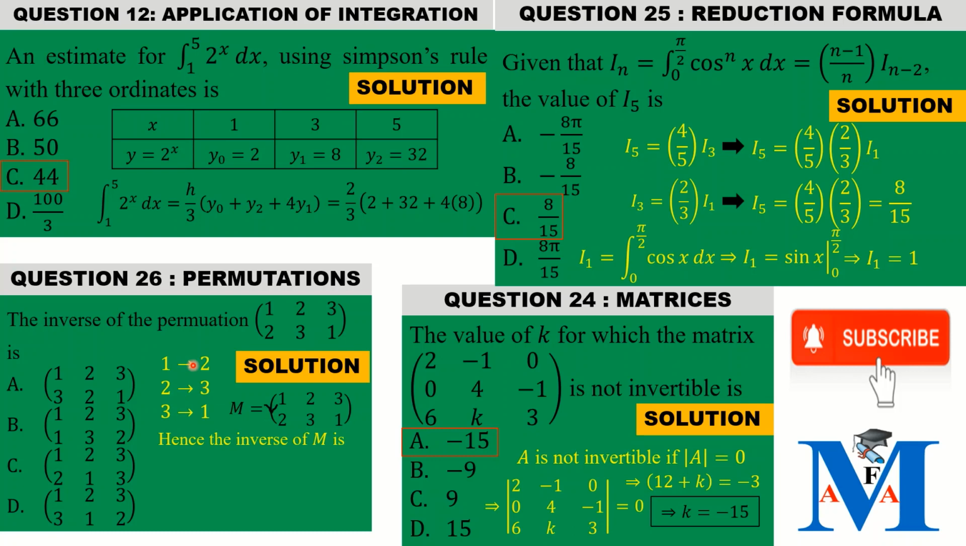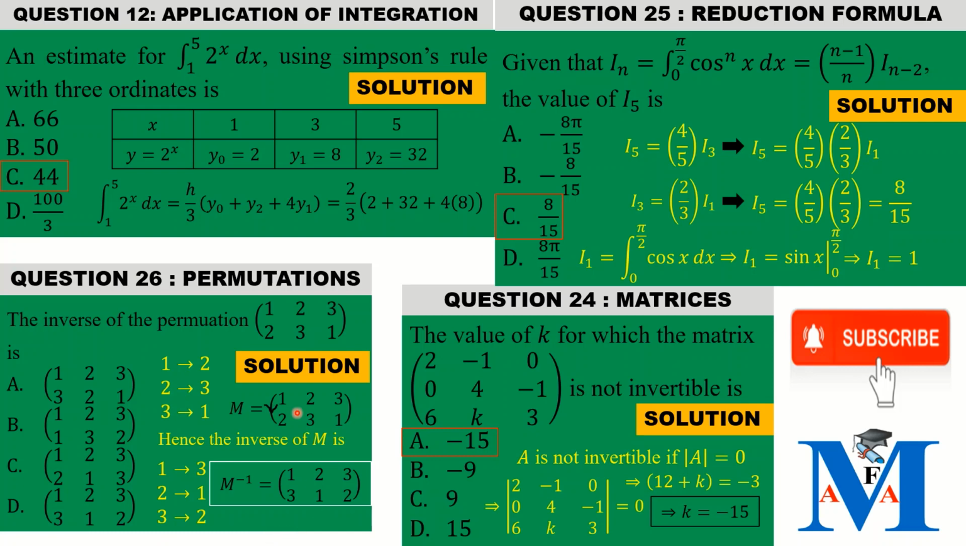So we are just going to reverse these arrows. So the element 2 this time around is going to relate with 1, 3 is going to relate with 2, and then 1 is going to relate with 3. So 1 is going to relate with 3, 2 is going to relate with 1 because 1 was relating with 2, and 3 is going to relate with 2.